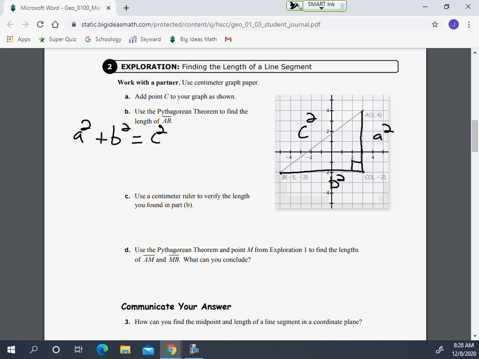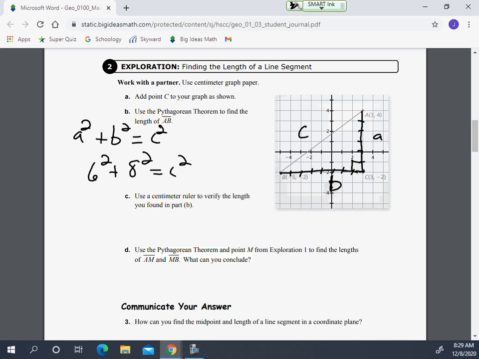Well, A squared is 1, 2, 3, 4, 5, 6. So we know that 6 squared... I'm sorry, these shouldn't be squares. These should just be A's, B's, and C's. Okay? So, sorry, A is 6, and we square 6, plus B is 1, 2, 3, 4, 5, 6, 7, 8, plus 8 squared is equal to C squared.